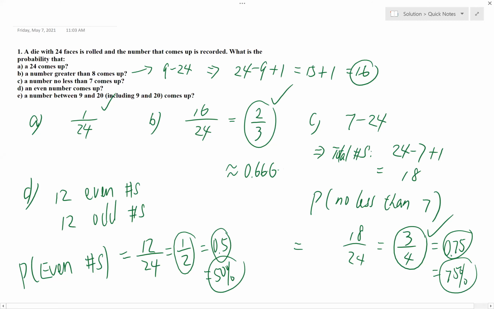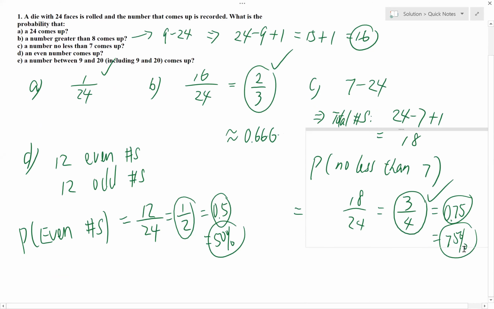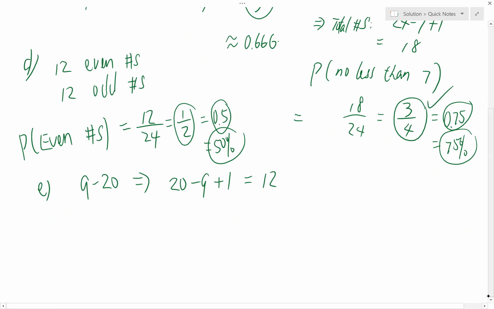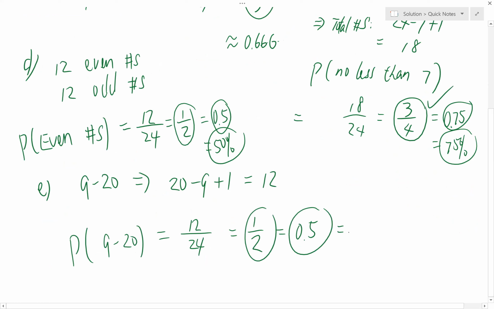Okay, and that's part E. Part E, we get a number between 9 and 20, including 9, including 20. So here we need to figure out how many numbers there are from 9 to 20. Again, that's 20 minus 9, adding 1. So 11 plus 1 is 12. That's 12 numbers there. So the probability of a number between 9 and 20 will be 12 over 24. Again, it's half, so 0.5 if you prefer, or 50%.